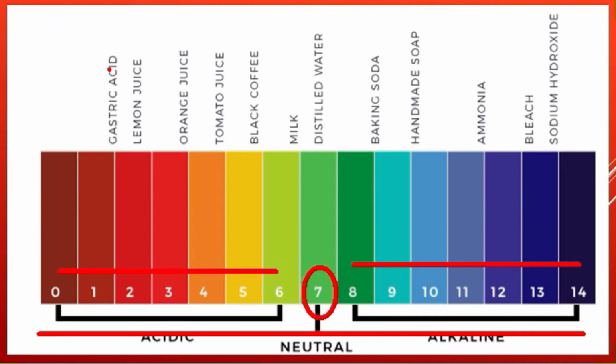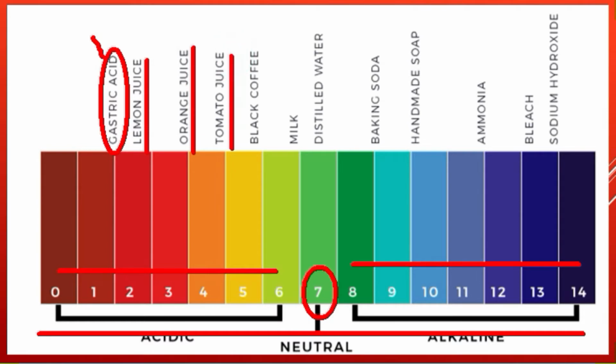Now students, as you can see here also, some examples are given that show the acidity or basicity of theirs. The first one is gastric acid, and its pH lies between 1 and 2. That indicates that gastric acid is acidic in nature. In the same way, lime juice pH level lies between 2 to 3. That also indicates that it is very acidic in nature. In the same way, orange juice, tomato juice, black coffee are acidic in nature.